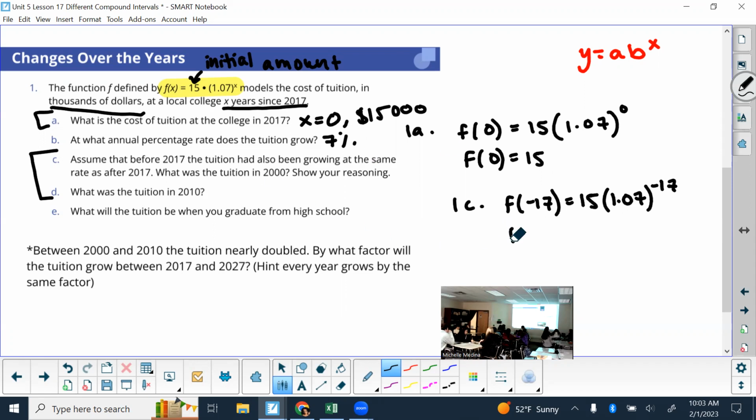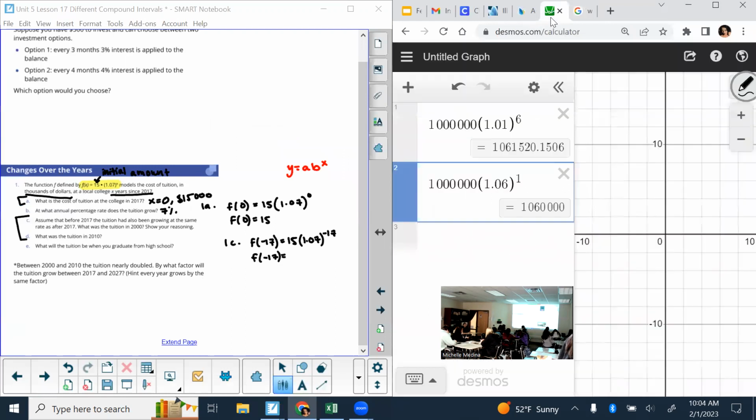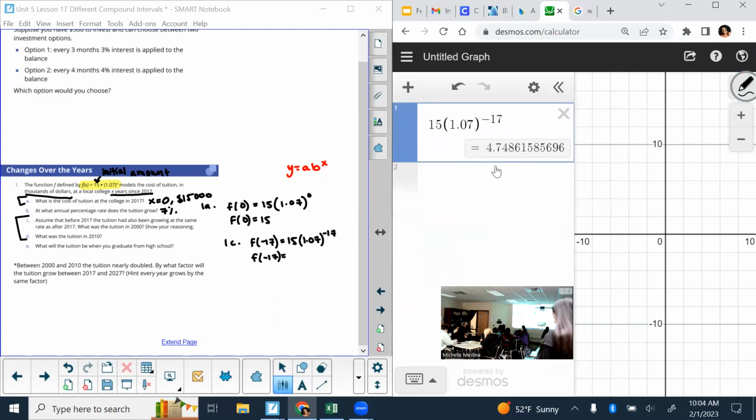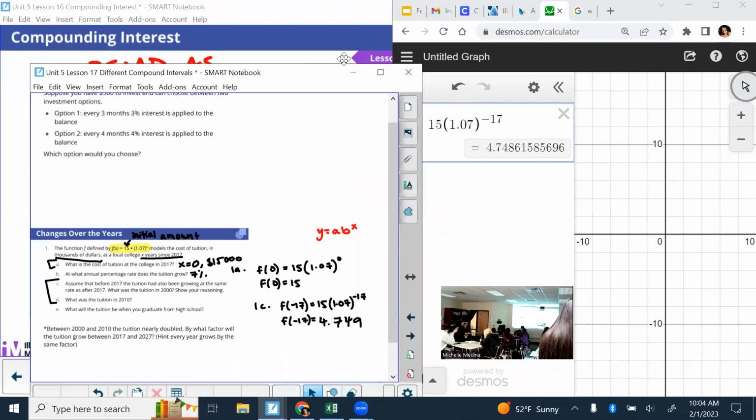So then you plug that into your calculator, and all the time, when I call on people just to give me the calculation, they stare at it like they can figure it out in their head. All right, no, either you already had it calculated and you're reading it off your paper, or you're throwing it in the calculator. There's no other way, sorry. So 15 parentheses 1.07, so the -17 is this decimal. When you're talking about what they actually paid, multiply it by 1,000 because it's in thousands of dollars.